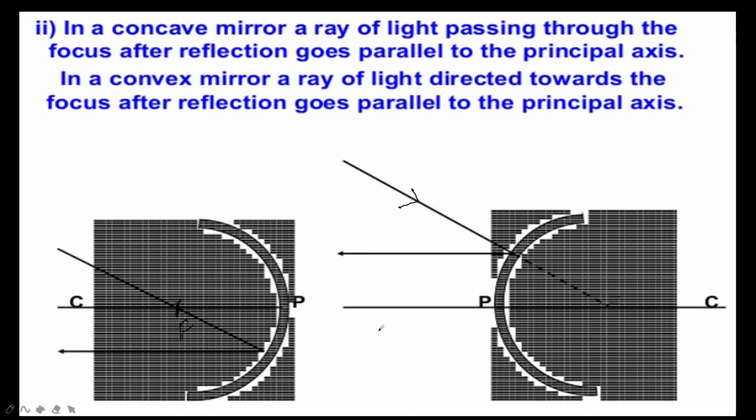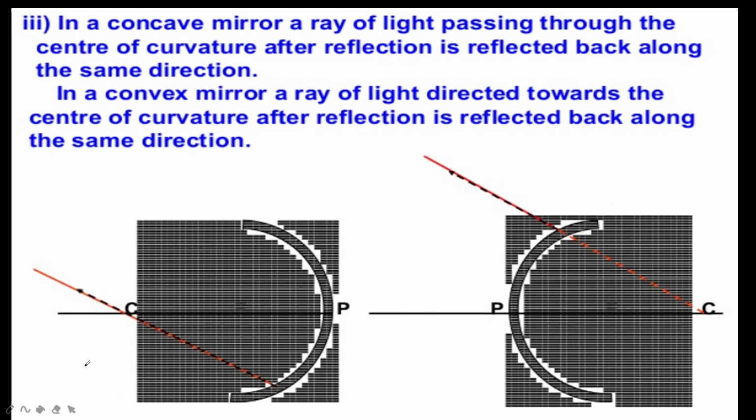In the concave mirror, a ray of light which is passing through the focus after reflection goes parallel to the principal axis. In the case of a convex mirror, a ray of light which is directed towards the focus after reflection goes parallel to the principal axis. The light ray comes like this and it will become parallel to the principal axis, opposite of the first rule. So the third rule, this is very important.